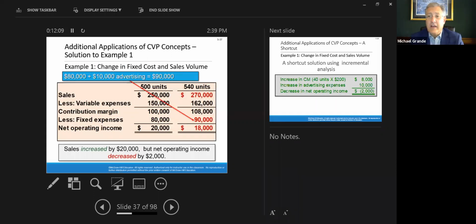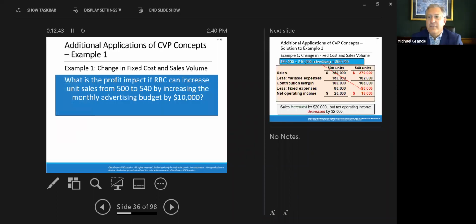So you can see they have done a contribution format income statement at the 500 unit level and at the 540 unit level. So sales are going to go up. Sales increase by $20,000, right? Which is the 40 units multiplied times $500 per unit is $20,000. But you also need to make sure that you increase the variable expenses.